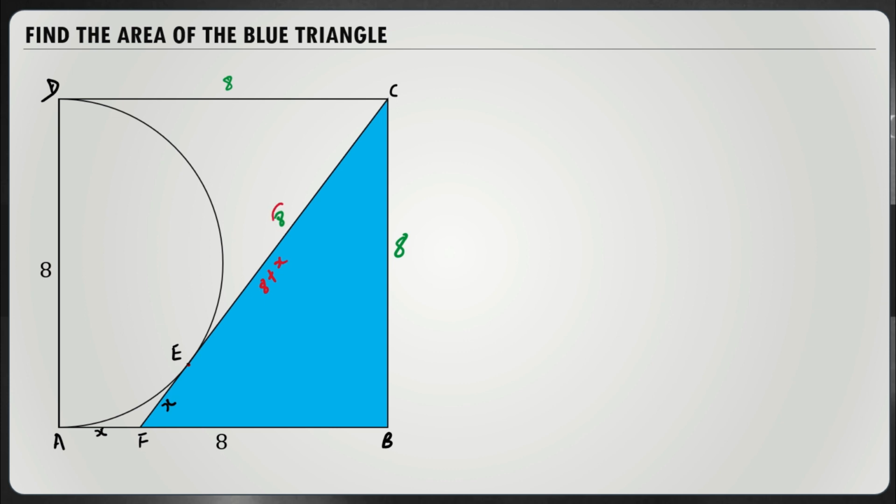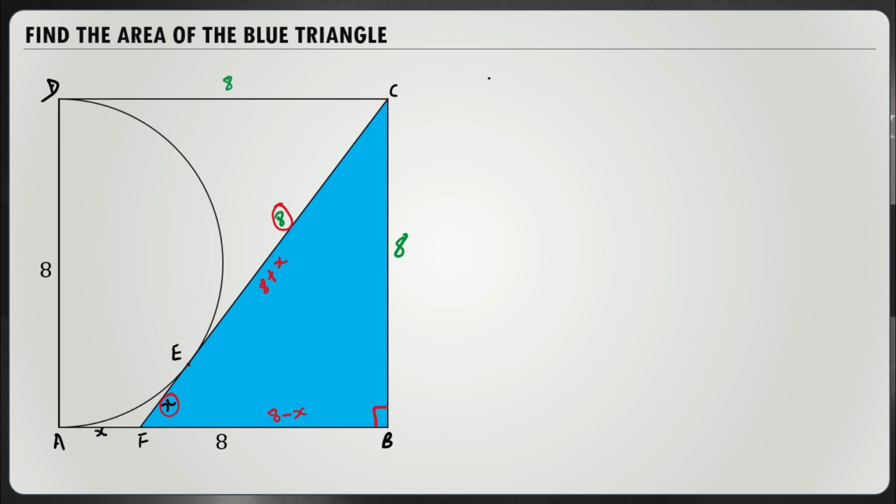You have your 8 here and you have your X here. And the distance from F to B is 8 minus X, because this whole length from A to B is 8, but this is X, so it's 8 minus X. Having these distances, we know that this is a right angle triangle. We can now find X.